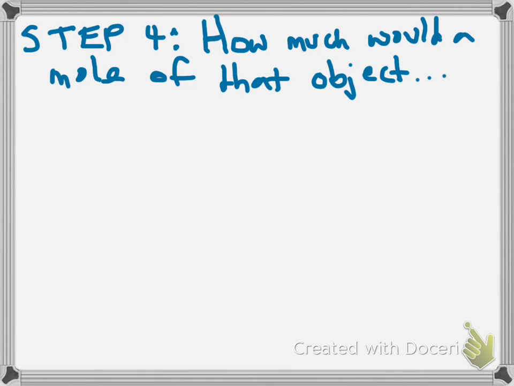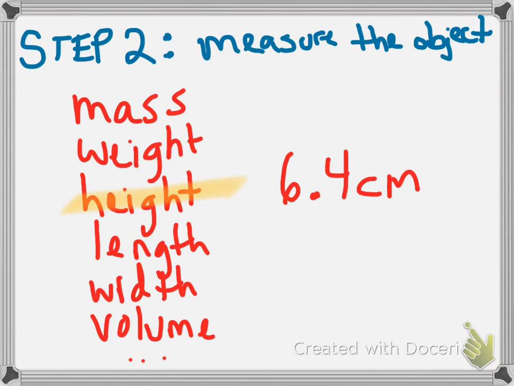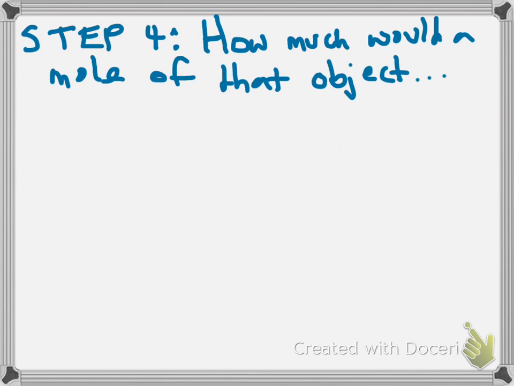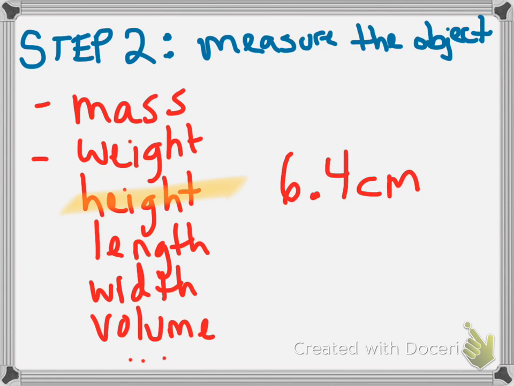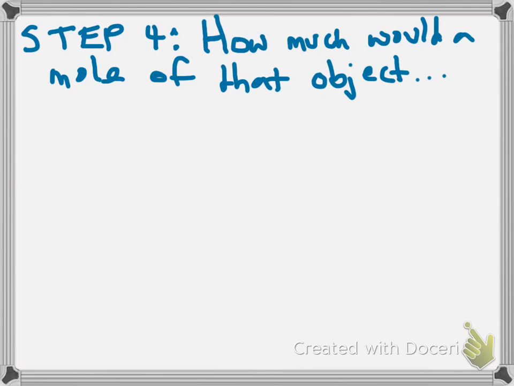Now, how much would a mole of that object, and this is where yours will really differ from mine. So if you took the mass, then step 4, you're saying what would be the mass of a mole of that object? Or what would be the weight of a mole of that object? Or what would be the height? That's what I'm going to do. So if I had a mole of thumbs, what would be the height of a mole of thumbs? So if I have a mole of thumbs, then I have 6.02 times 10 to the 23rd thumbs.